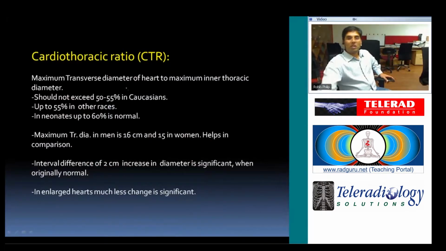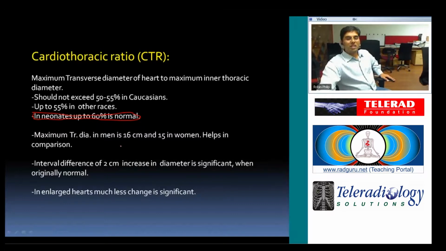That ratio, C1 plus C2 by the inner transverse thoracic diameter, multiplied by 100, will give you the cardiothoracic ratio. Usually it should not exceed 50 to 55% in Caucasians. It is normal up to 55% in other races. In some populations, you've got to be very careful here. Up to 60%, don't overcall it unless it is real cardiomegaly. Do not call cardiomegaly there because up to 60% is normal for them. The maximum transverse diameter of the heart in men is around 16 centimeters and 15 in women.